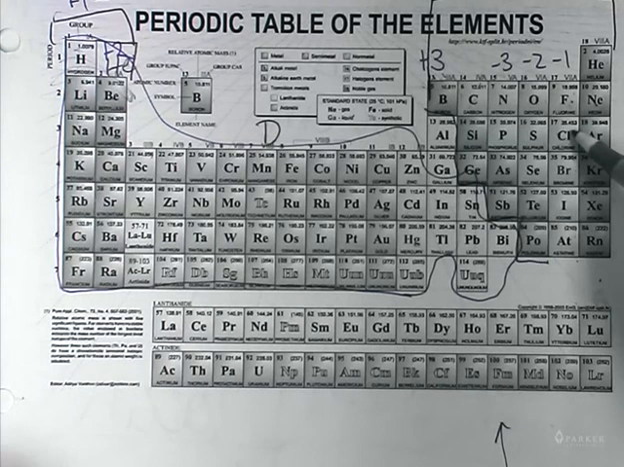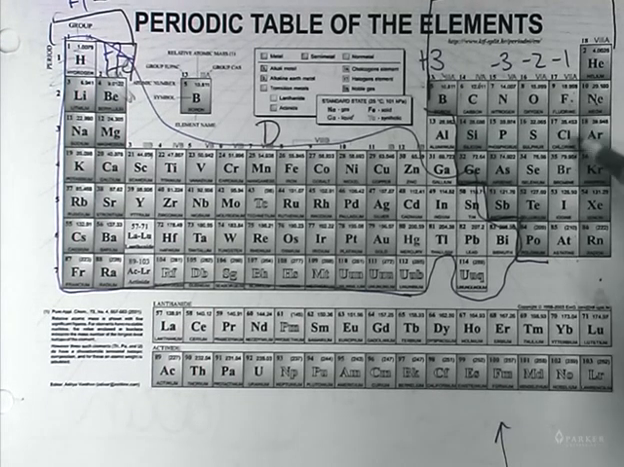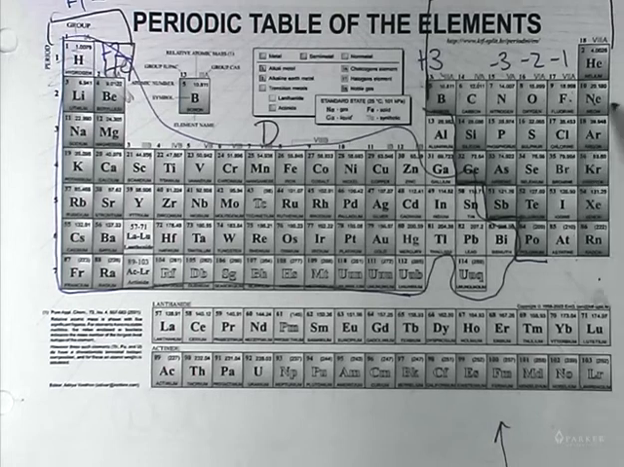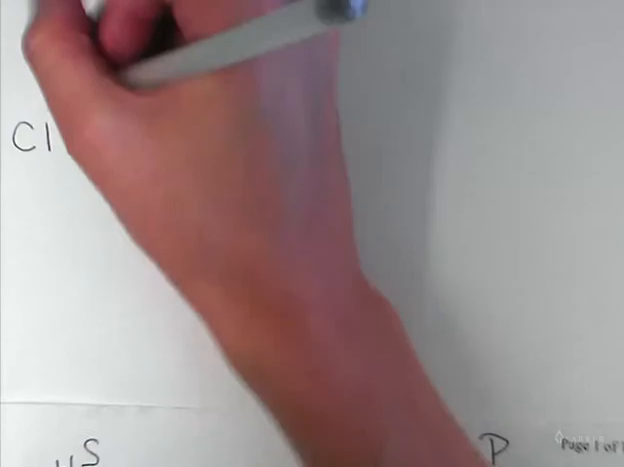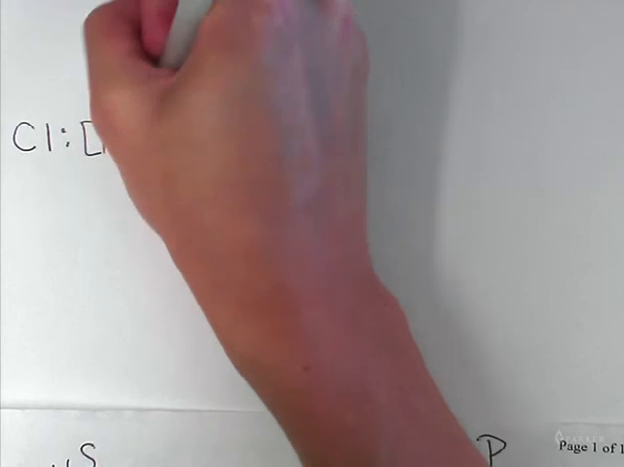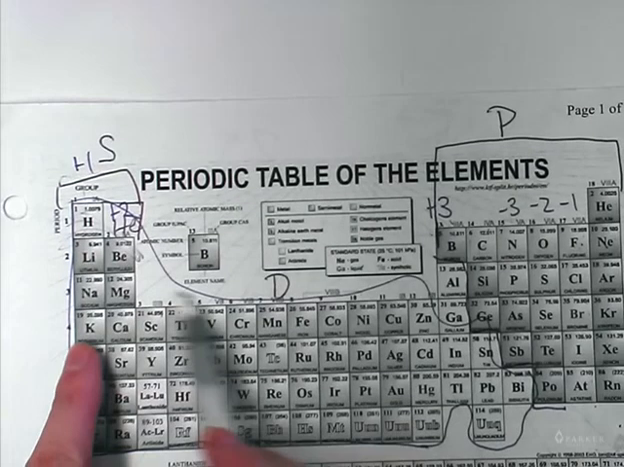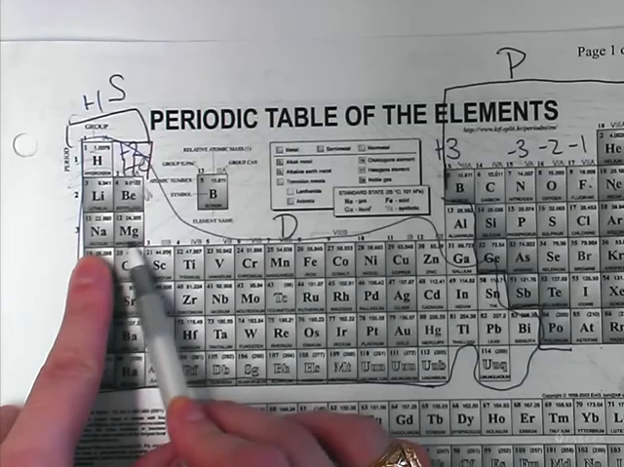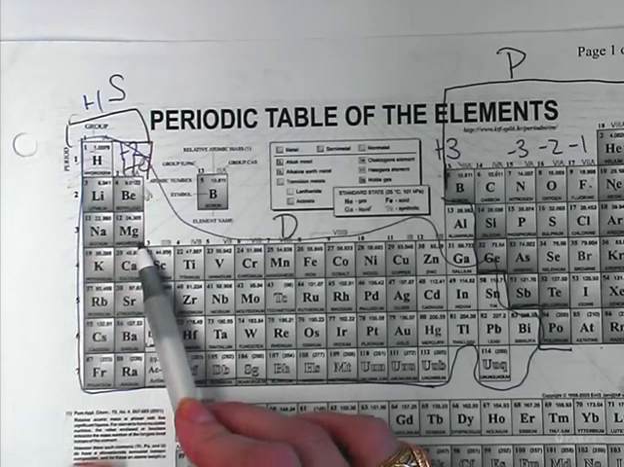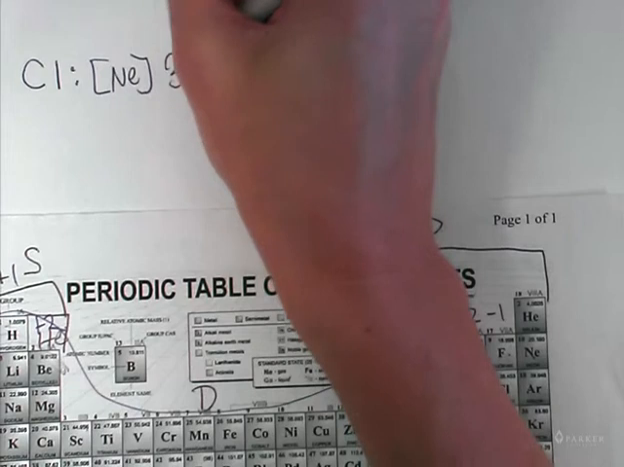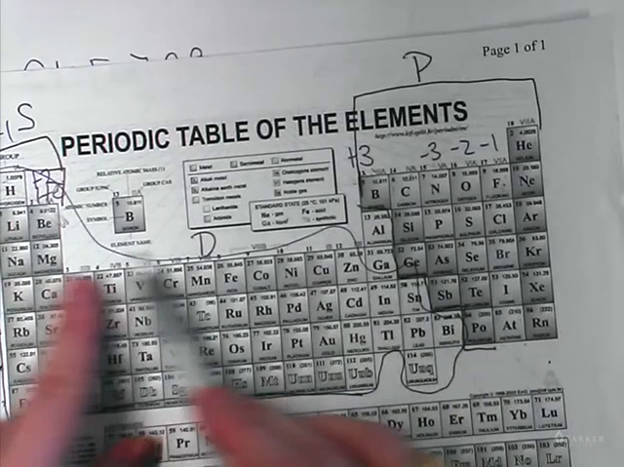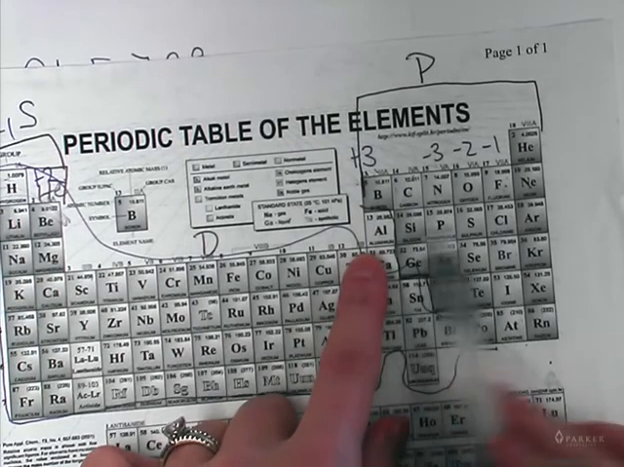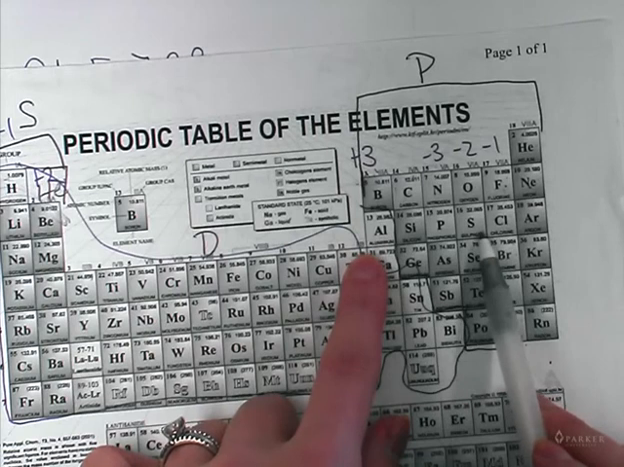So what do I write down for the electron configuration? What's my noble gas I'll use? Neon, so the one above it. Then I follow over, so here's neon, then I start right here, which is 3s2. And then move over a little more. And this is 3p5.